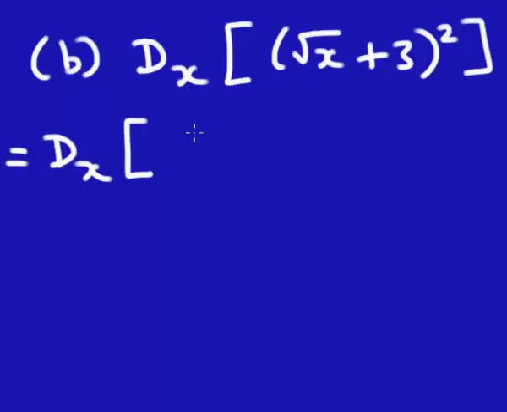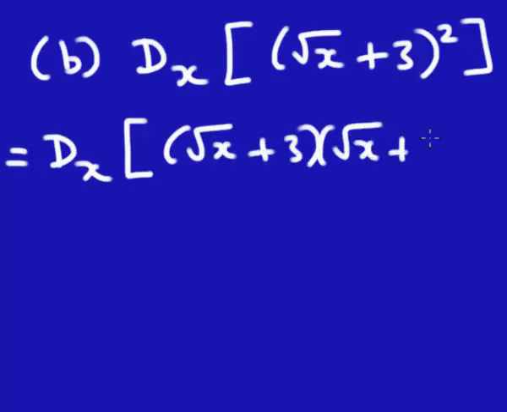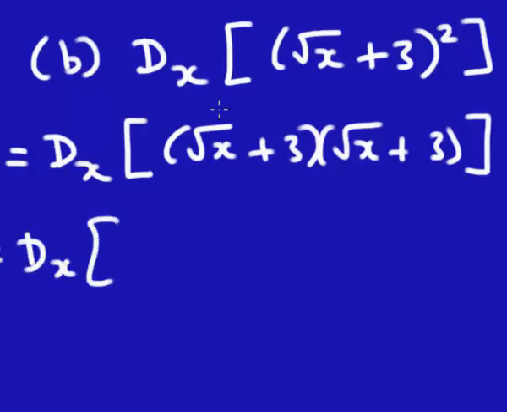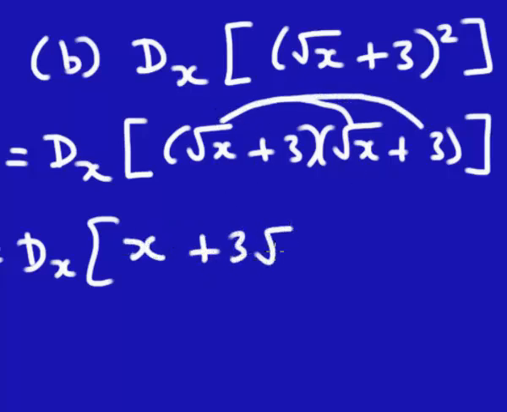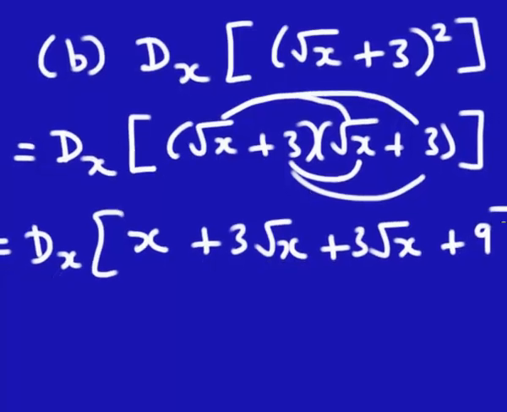Well, what does it say? If you're stuck, you could rewrite that bracket twice if you're not happy with the shortcuts from the past. So have a look at this. You could then say, what is root x times root x? It is x. Root x times 3 is 3 root x. And 3 times root x is 3 root x. And 3 times 3 is 9.